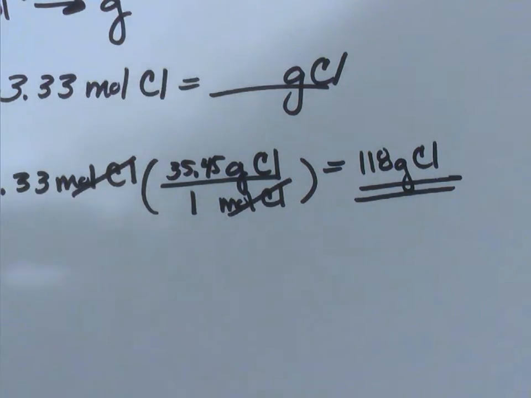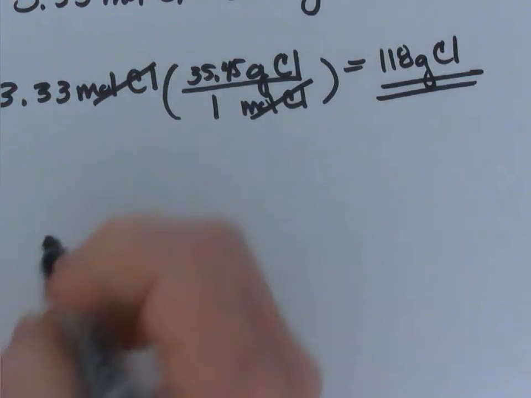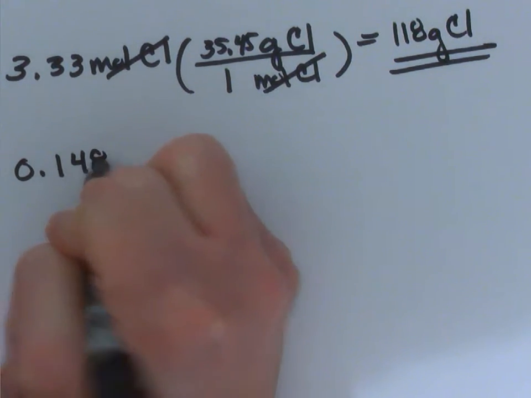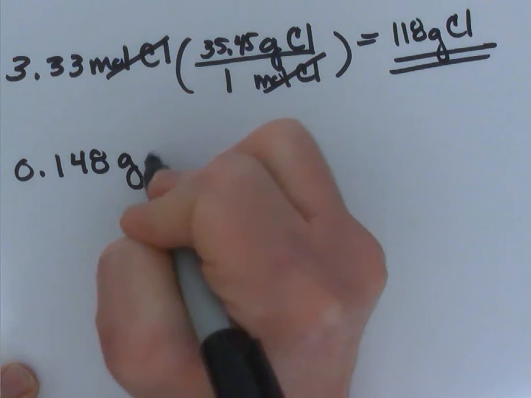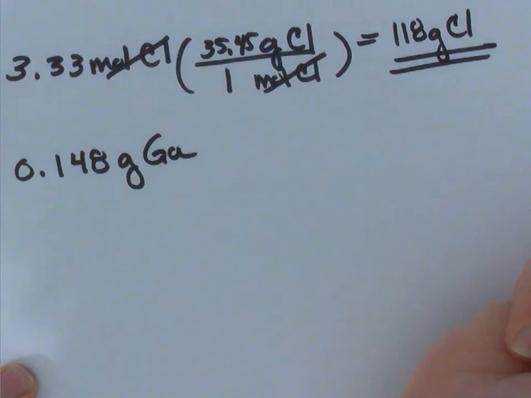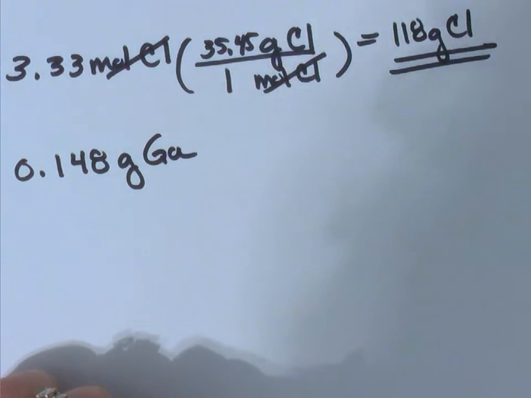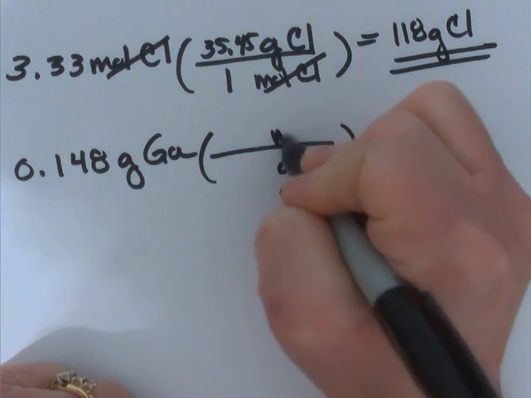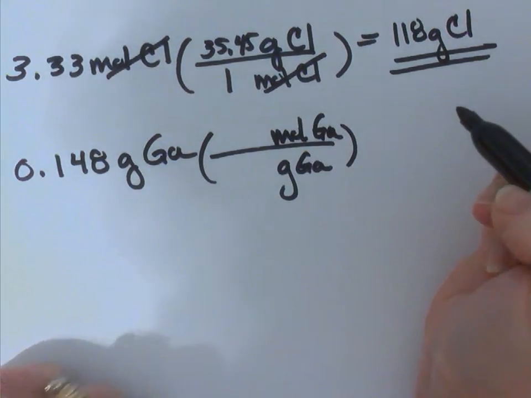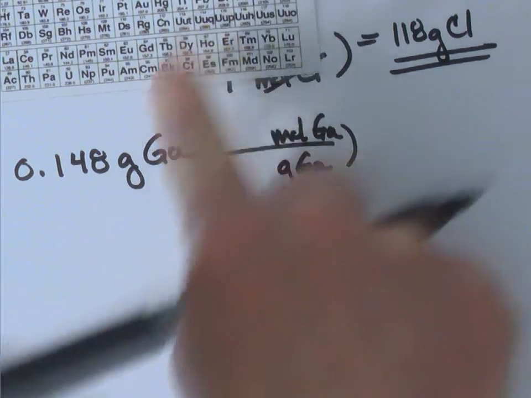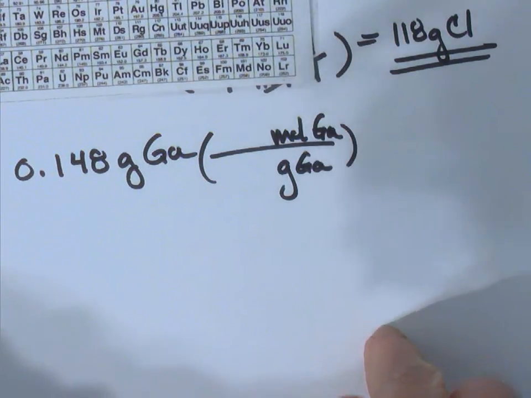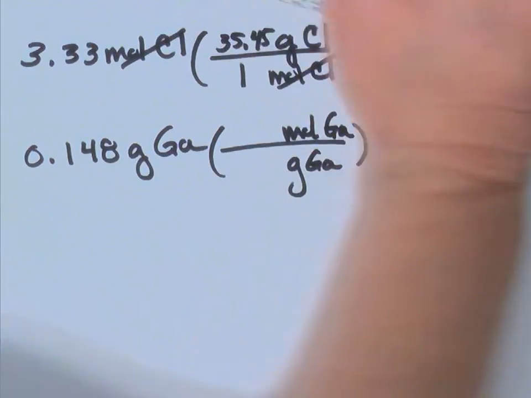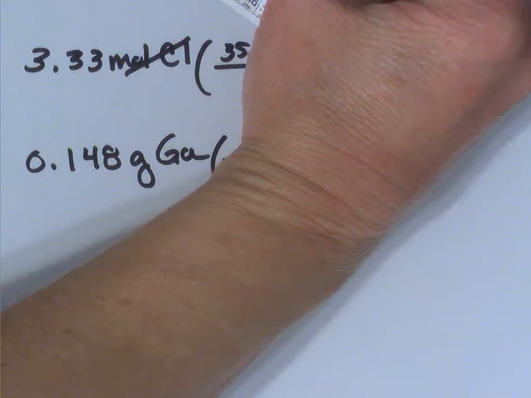Okay, well, how about instead of moles, what if we were given mass? So what if we had 0.148 grams of, let's just say, gallium? And I want to know how many moles that is. Can we relate grams of an element to moles of that element? Absolutely, through the average atomic mass reported to the 100th place. So gallium is 69.72. I need to check. Yep, 69.72.